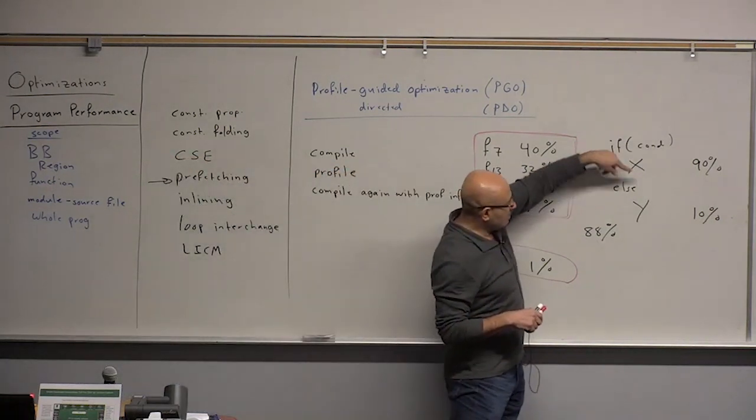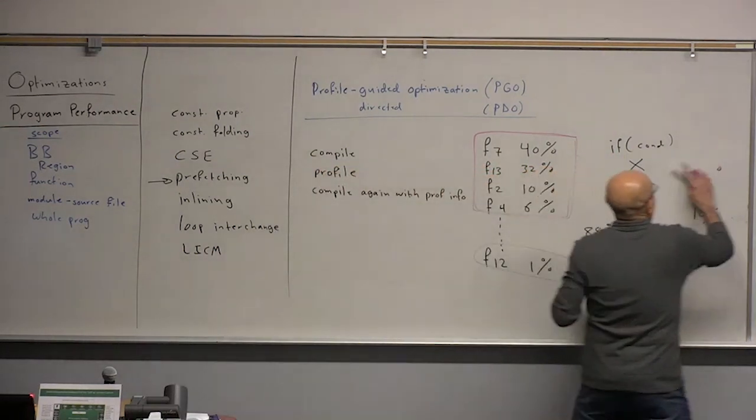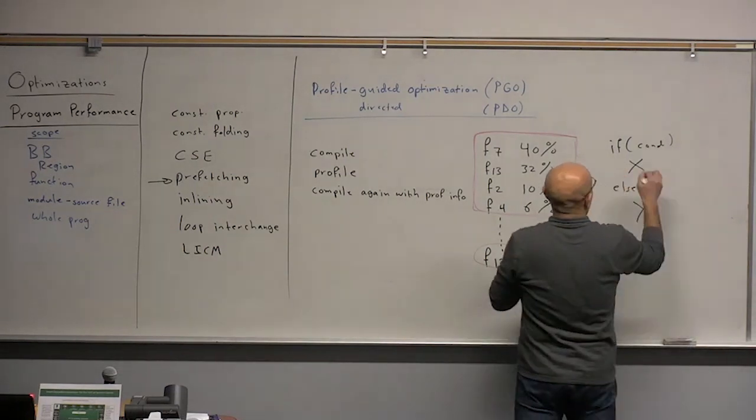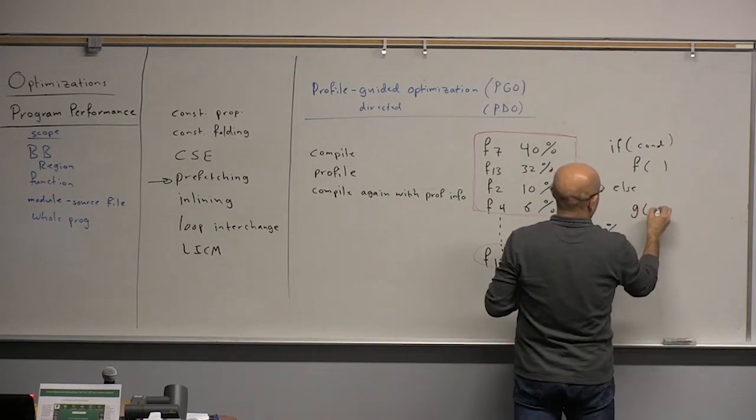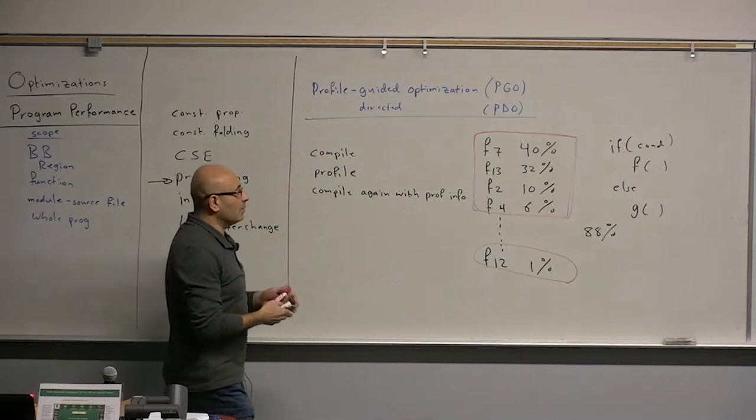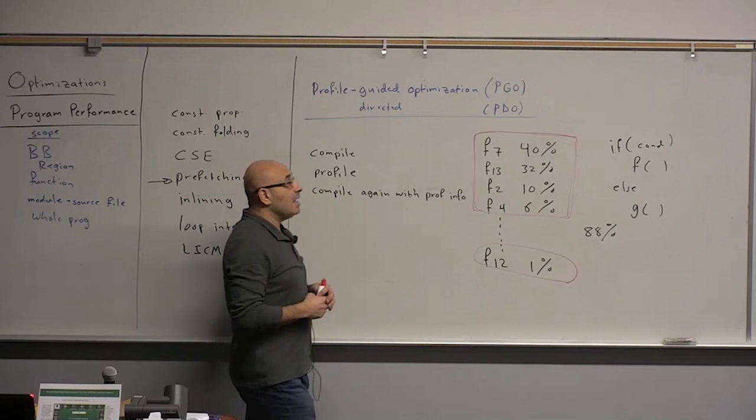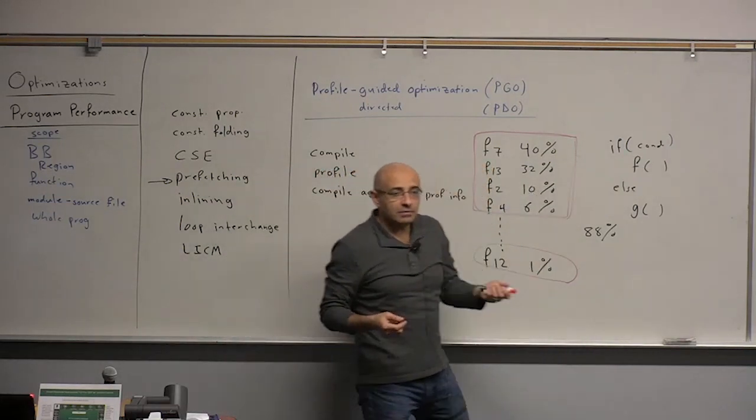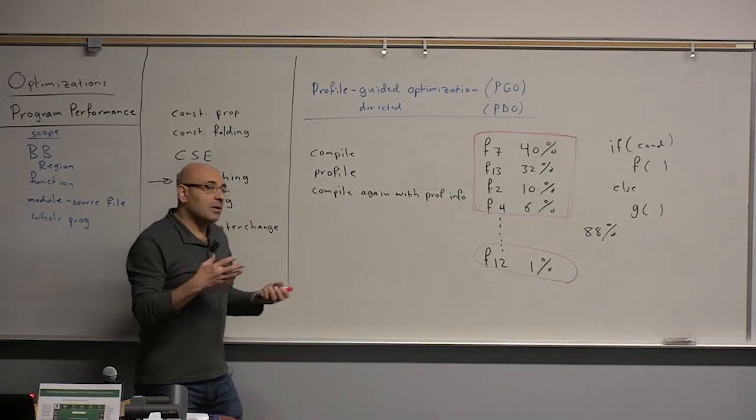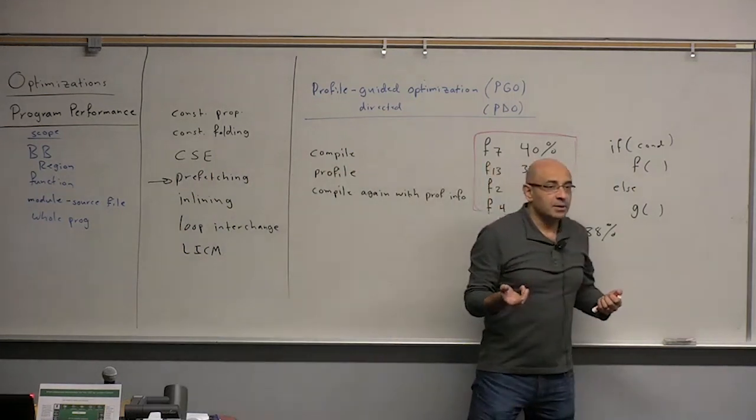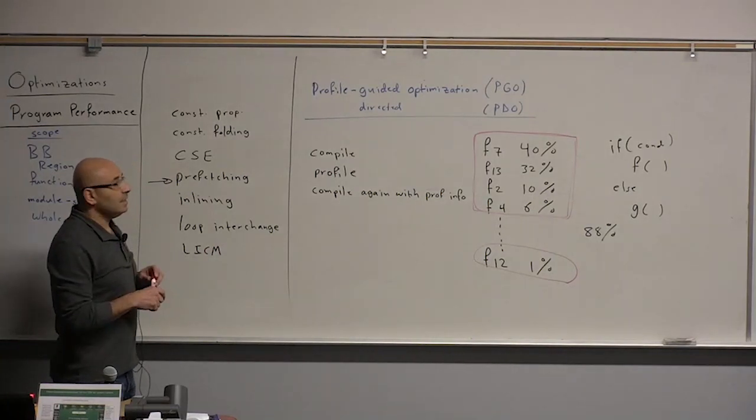So if condition do X, else do Y, and this could be, for example, if certain condition, let's say call function F, else call function G. So depending on the condition, we will call function F or function G, and that can make a difference. And this condition could be true for some input, but for another input it could be false. So profiling is dependent on the input. So you have to decide what is a good input that you are interested in.